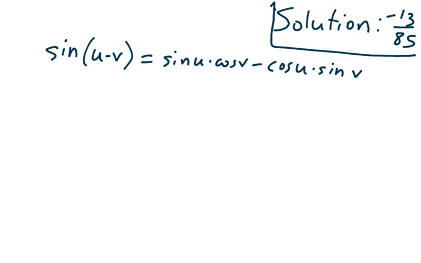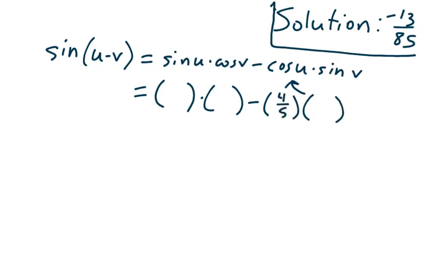I'm going to look and see if there are any pieces of that information that we got in the given. They did tell us that the cos of u is 4 over 5, so I'm going to plug that in. So this will be the sine of u times the cos of v minus the cos of u, which right now I'll plug in 4 over 5, times the sine of v. They also tell us that the tan of v is 8 over 15, but that's not one of my 4 pieces here, right?